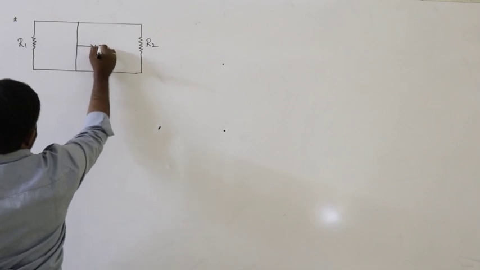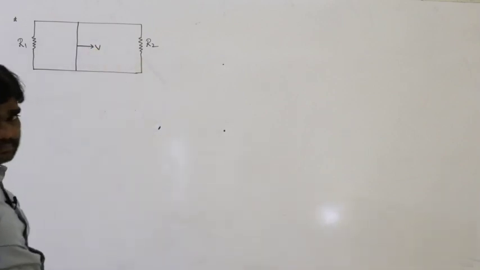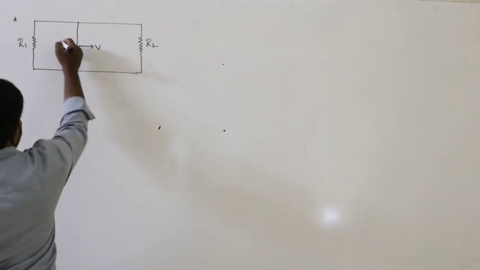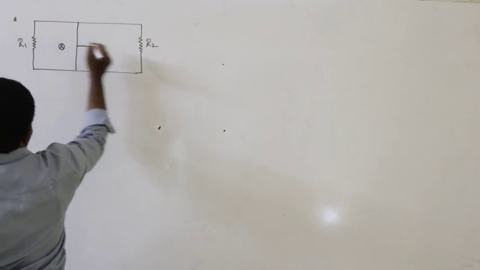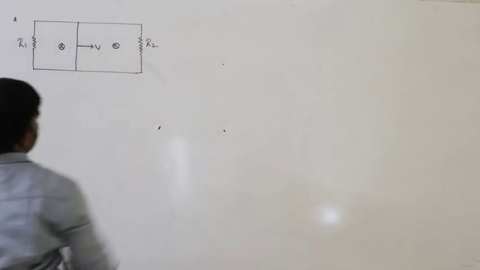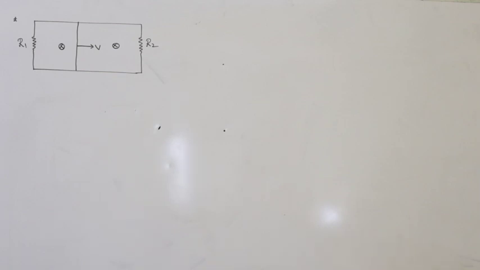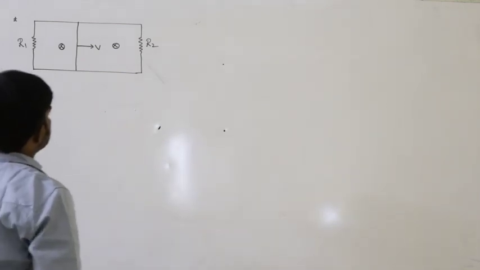maybe moves in this direction with velocity V, and the direction of the magnetic field is inwards. Here this is the direction of the magnetic field. What is the direction of the current?